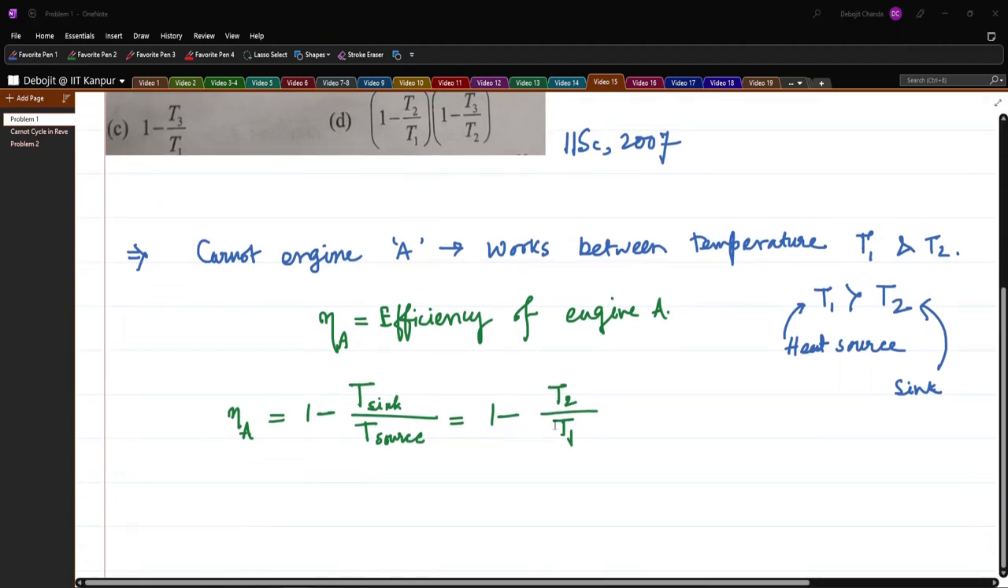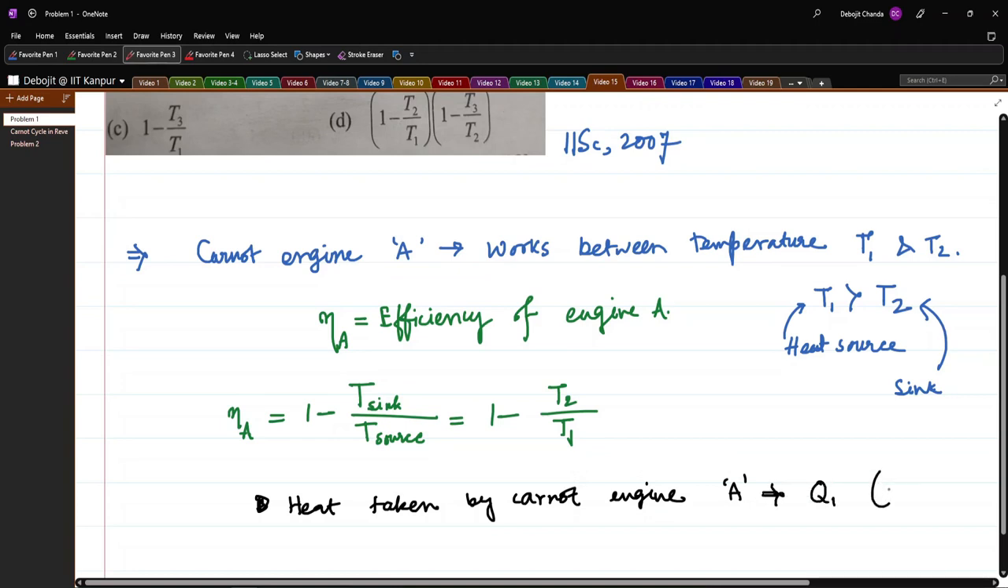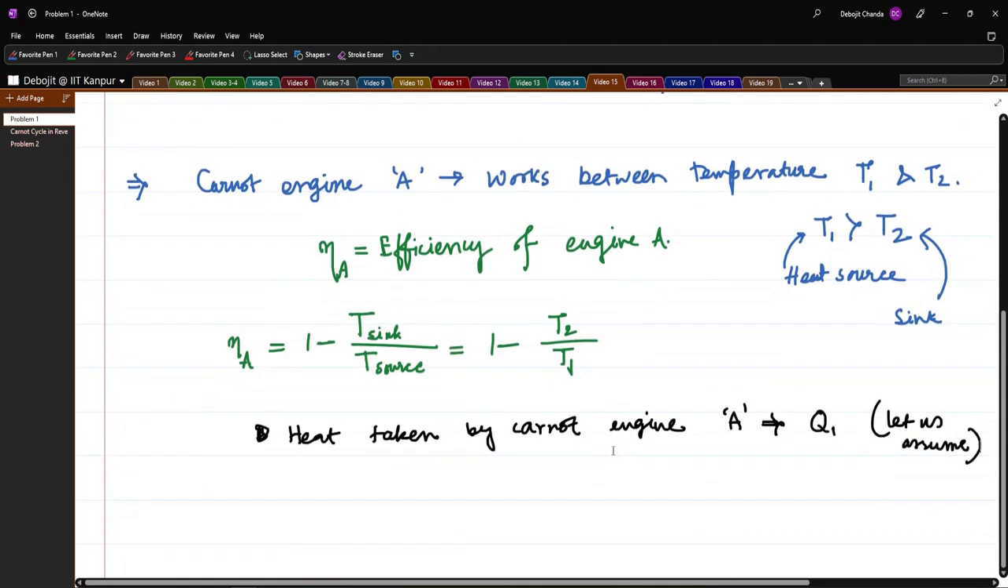Okay, so again let us define some other properties also. What will be the heat taken? Heat taken by Carnot engine A, let us assume that it is Q1. And the work done is given by W1.